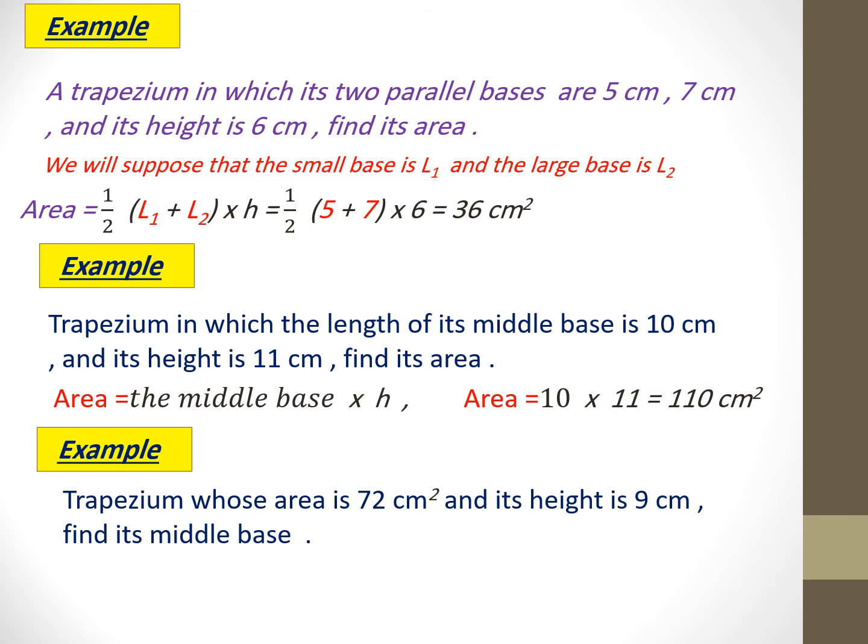Another example: trapezium whose area equals 72 centimeters square and its height equals 9 centimeters. Find the middle base. The middle base is the inverse operation of the area, so it will be area over height. The middle base equals the area over height equals 72 over 9 equals 8 centimeters.